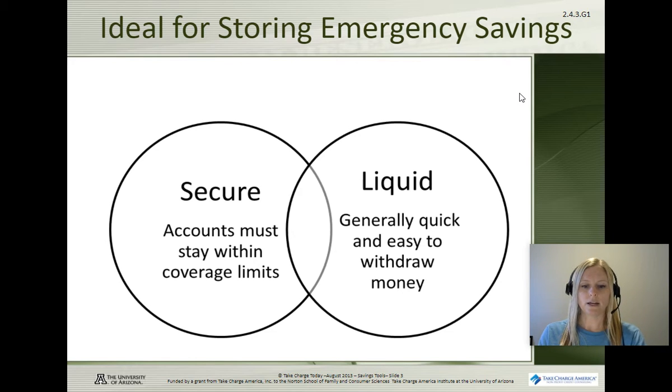And then the other reason is that it is liquid. So a savings tool is not a place where you're putting your money where you can never access it again. Liquid just means that you are able to get to that cash fairly easily if you need to.